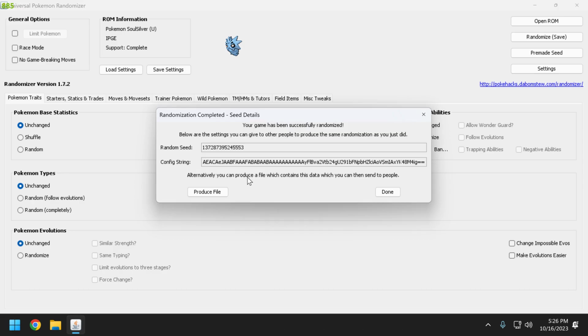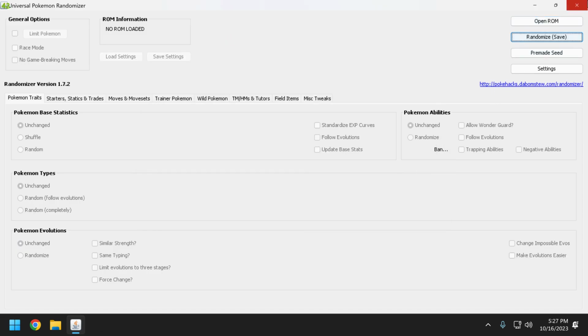Second thing, say you've got a friend and you both want to do some playthroughs of a randomizer, but you want to both have the same randomizer. One of the cool things is you can either produce a duplicate file and literally just send it in an email or on a flash drive to them, which is really cool. Or you can simply just take the random seed and the config string and type it right in here under pre-made seed and populate the same randomizations, which is really cool. So, you know, if you want to do speed runs or if you want to just play through the game with a friend, you can do that. Really cool.